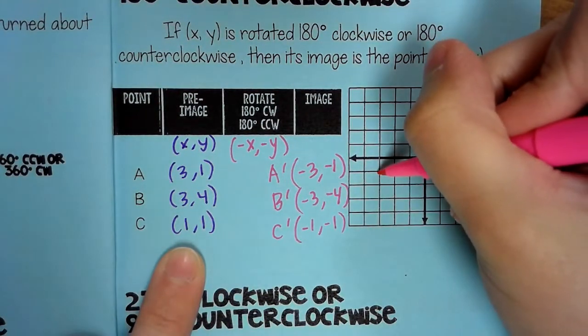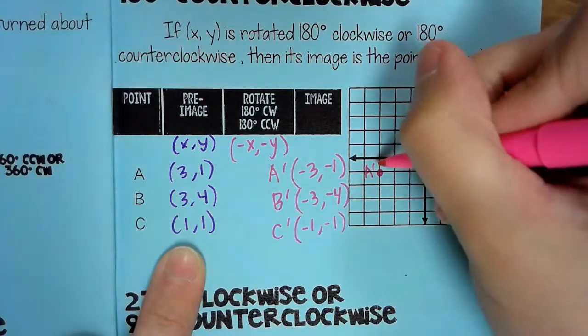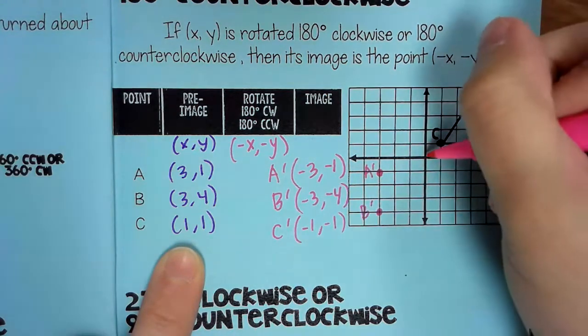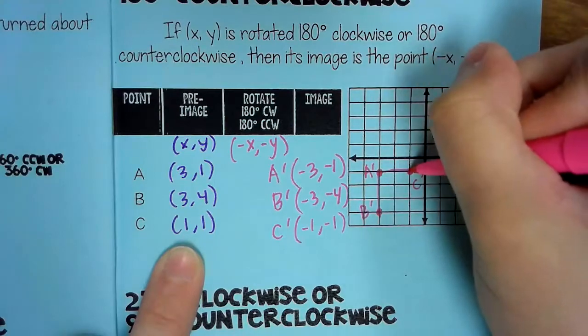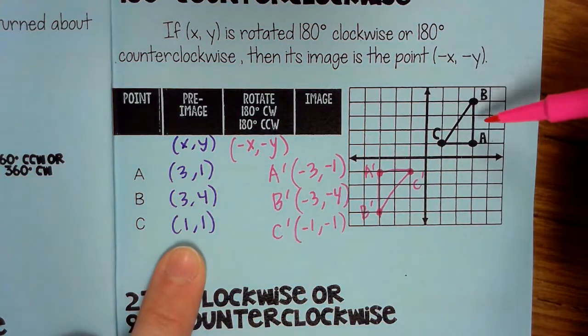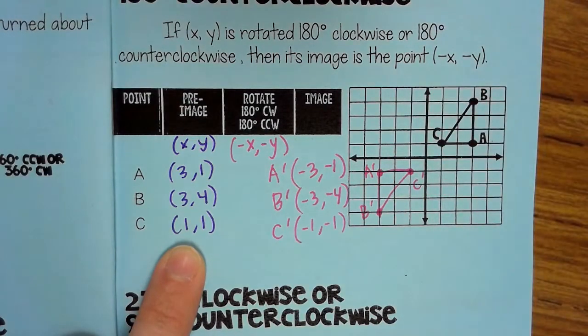Negative 3, negative 1. There's my A prime. Negative 3, negative 4. There is my B prime. And negative 1, negative 1, there is my C prime. Again, I can tell by glancing at this that it is rotated 180 degrees because it jumps over 2 quadrants, 1, 2. And remember, each quadrant takes me over 90 degrees.